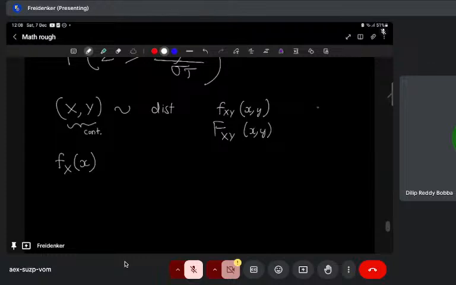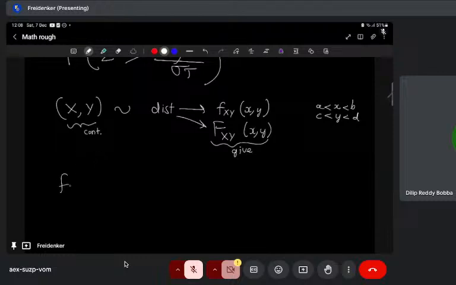And I'm assuming X and Y are lying here. Or else you can take any other interval, you can put A, B, C, D. It's fine. This is given. So how do I find the marginal of X?